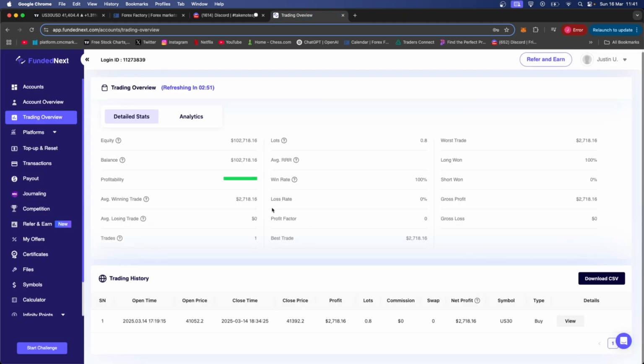The target for the account is obviously 8%. We've done 2% already, roughly 3% already. So hopefully in the next week, we'll be targeting the 8%. And I'm going to update you when we find some more trades. But at the moment on this account, we've only got the one.